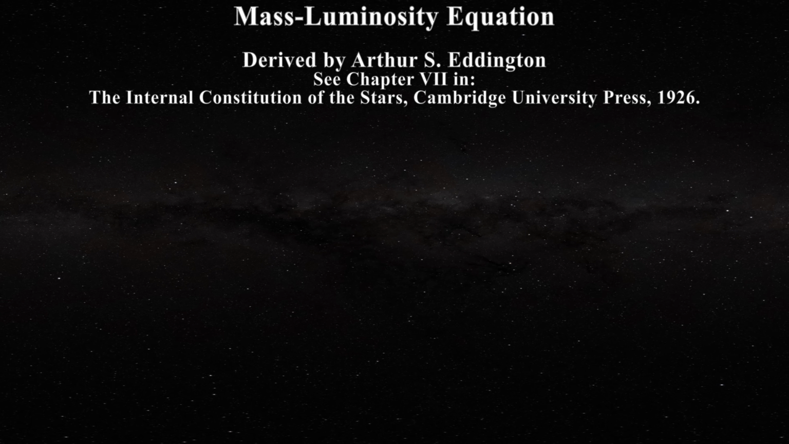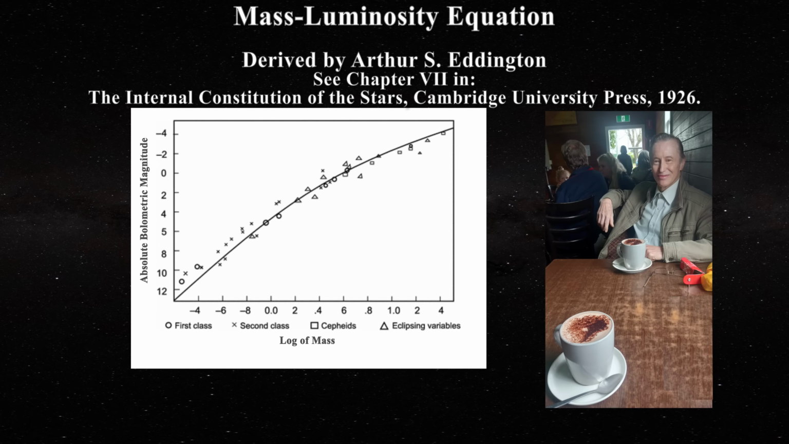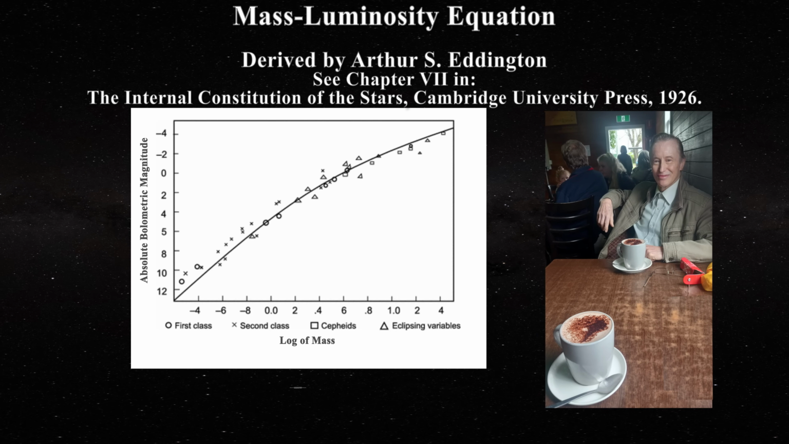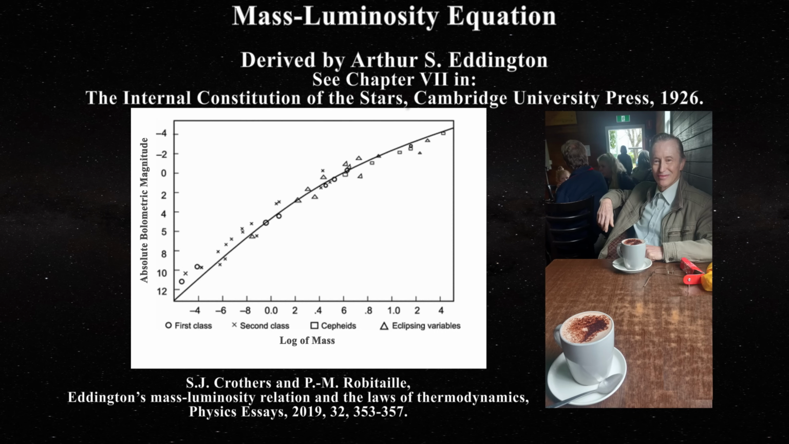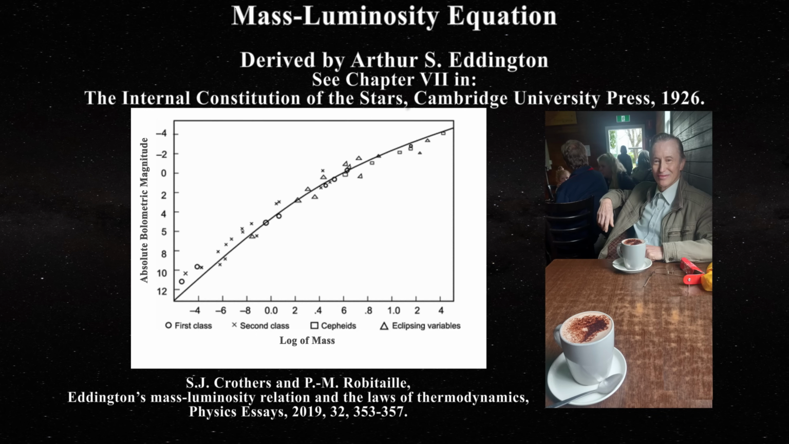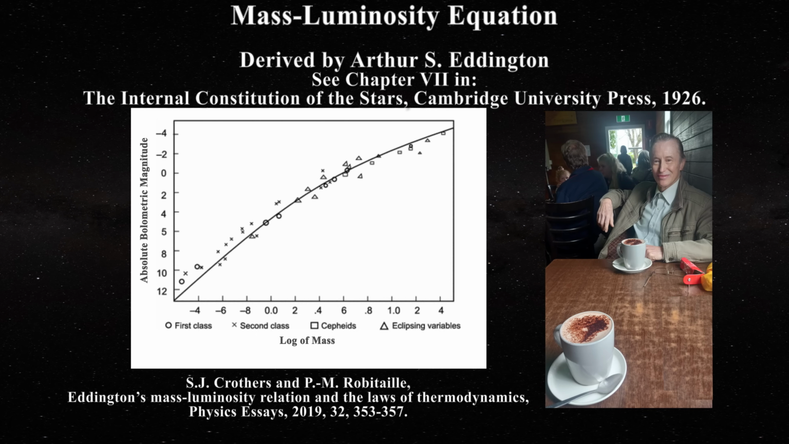As to the relation between mass and luminosity, Stephen Crothers and I have never disputed the observational reality. However, we have analyzed Eddington's treatment of the mass-luminosity relation, and we object to this mathematical solution. We have discussed Eddington's solution in this paper, which can be consulted for further detail. For now, we can just focus on the salient aspects.